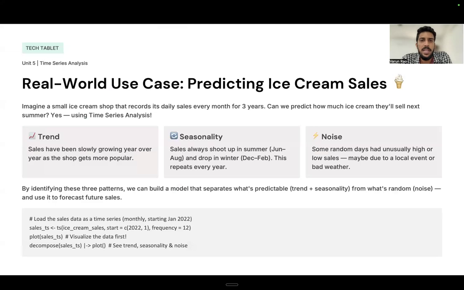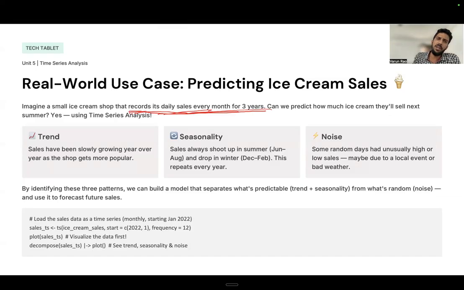Now going forward, there are a lot of real-time use cases that we can talk about when we look into time series analysis. Here we have prediction of ice cream sales. Let us understand the problem statement. You have a small ice cream shop that records its daily sales every month for 3 years. So you have the information of the last 3 years of data.